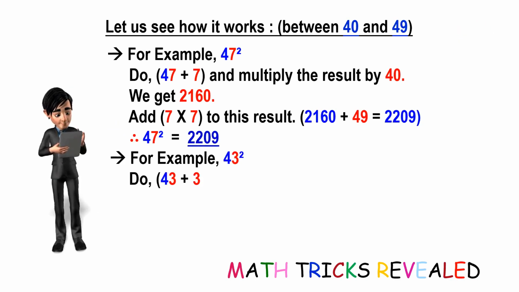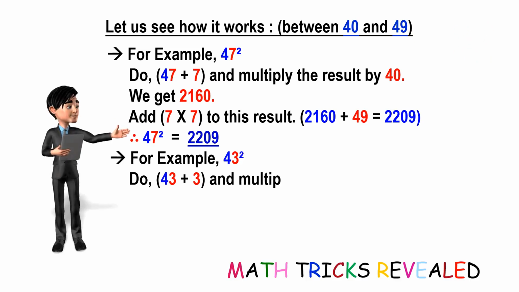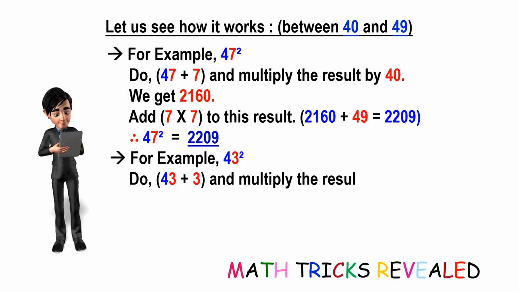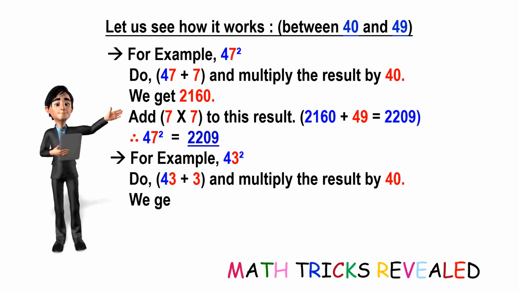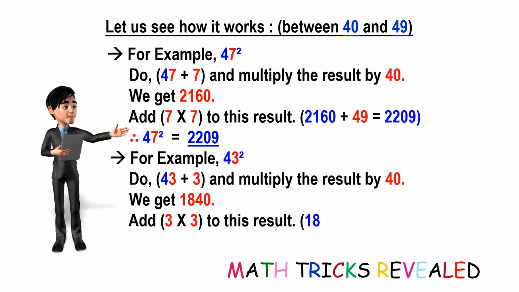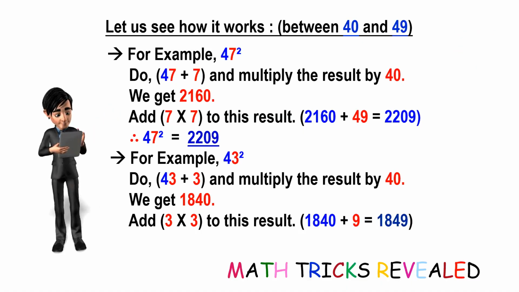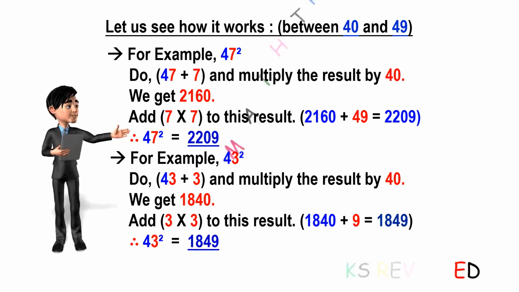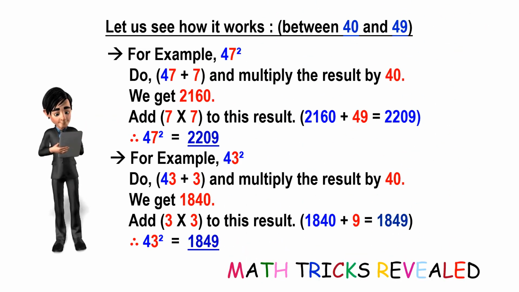Let us take another example. 43 squared, add 3 to 43 and multiply the result by 40. We get 1840. Add 3 times 3 to this result. 1840 plus 9 will give you 1849. 43 squared will be 1849.